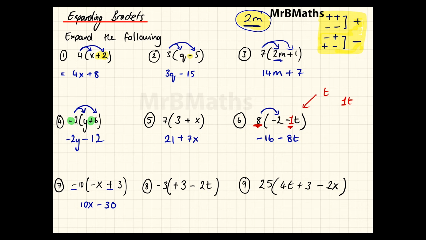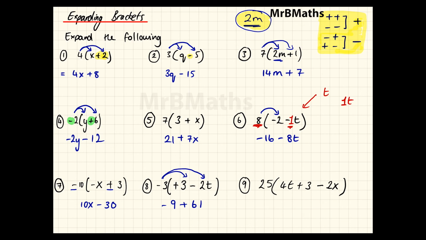Okay, question 8, minus 3 times plus 3, or a minus and a plus, what does that give us? Minus, and 3 times 3 is 9. I've then got minus 3, so just do the arrows there. I've then got minus 3 times minus 2t. Okay, so a minus and a minus make a plus. 3 times 2 will give us 6, and don't forget the t. So it's 3 times minus 2t, which gives us 6t.